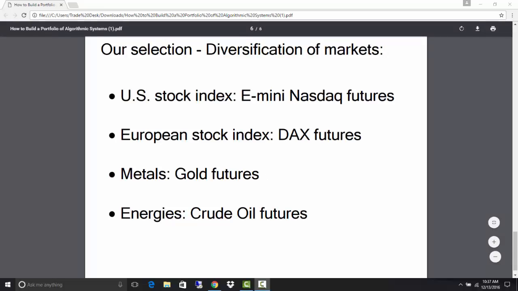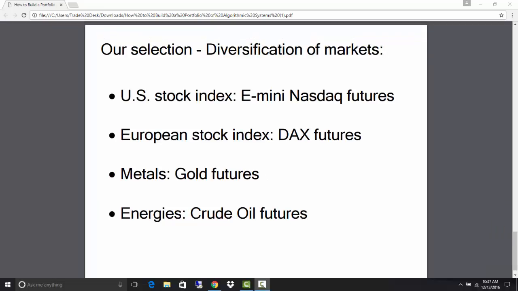To satisfy our first criteria, which is diversification of markets, we've decided to build a portfolio that includes one system trading the E-mini NASDAQ futures, that's a US stock index, another system which trades the DAX, which is a European stock index, another system that trades gold futures, and yet another that trades crude oil futures. So you have US stock index, European stock index, metals, and energies.